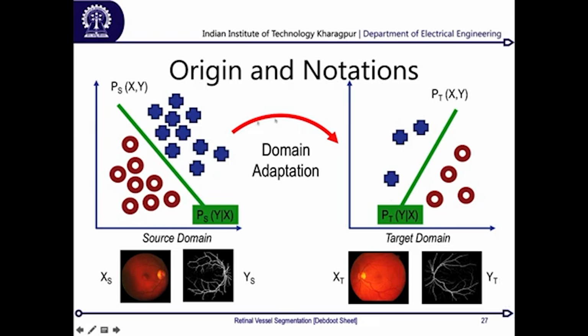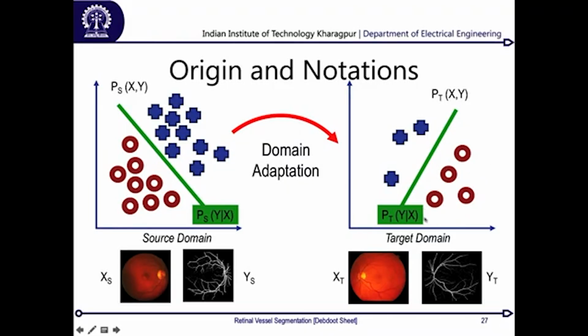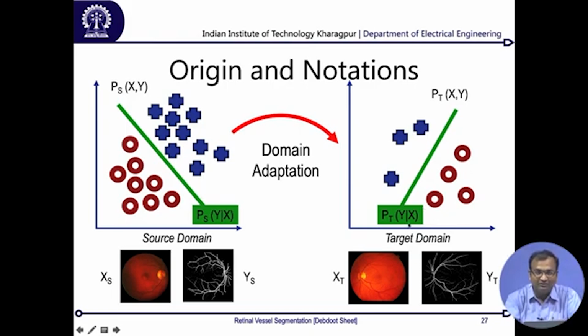Domain adaptation is most likely used in scenarios where you have a smaller number of annotated samples available in the target domain, but you have a lot of samples available in the source domain. So what you do there is what comes through domain adaptation.